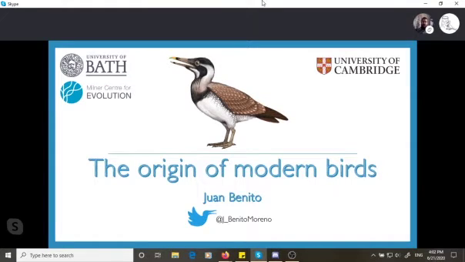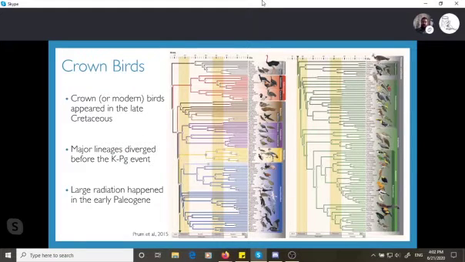And well, I'm going to be talking about the origin of modern birds. So when we talk about modern birds, we are talking about the crown group of birds. So that is all living birds, their last common ancestor, and all of its descendants. That includes all living birds that you can see today all over the world, but also some extinct forms from the Cenozoic, like pelagornithids or dromornithids, that are descended from the last common ancestor of all modern birds.